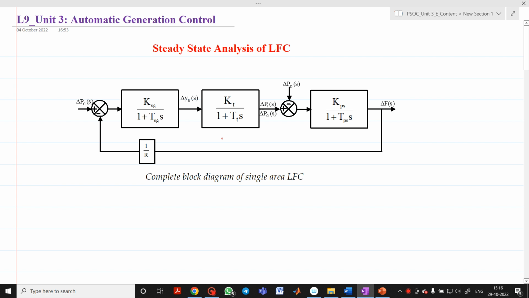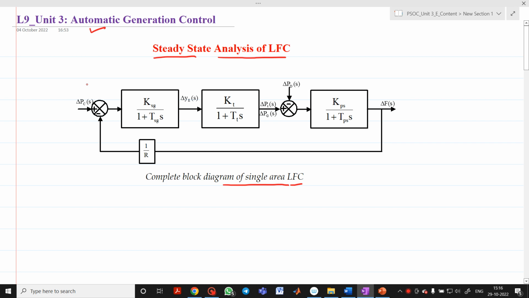In this video lecture, we are going to discuss a topic from automatic generation control. The name of the topic is steady state analysis of single area load frequency control. Already we have gone through a complete block diagram representation of single area load frequency control.